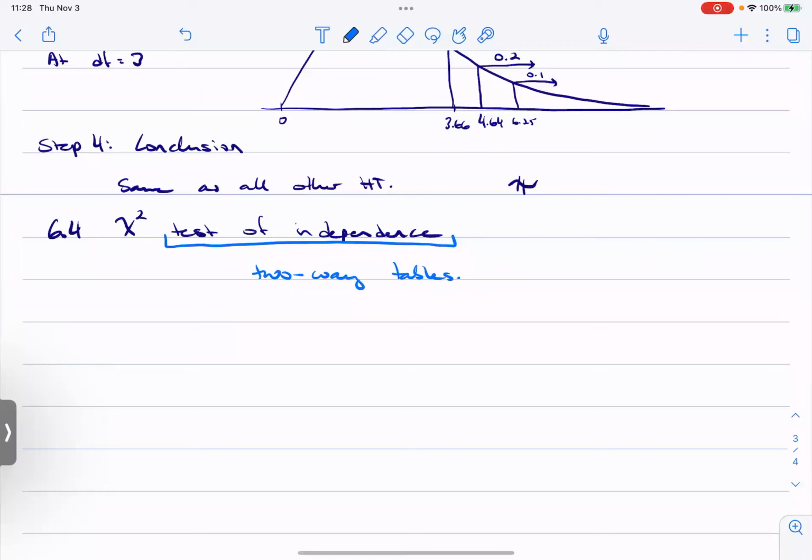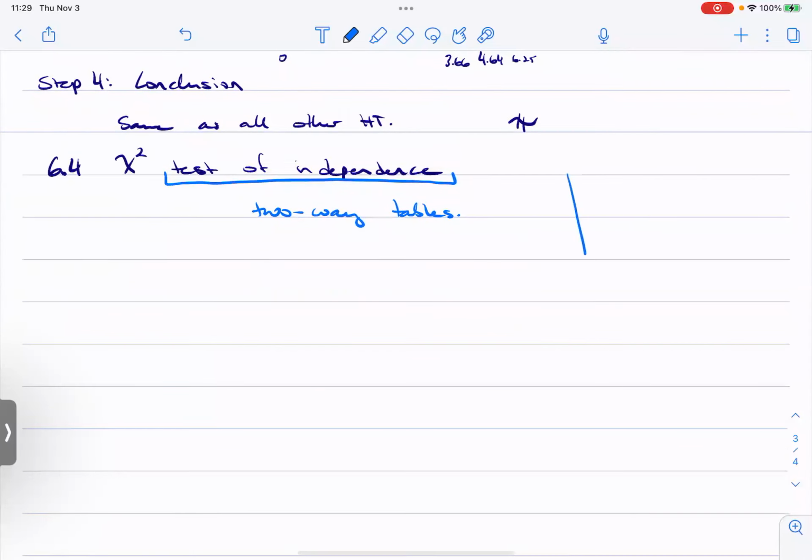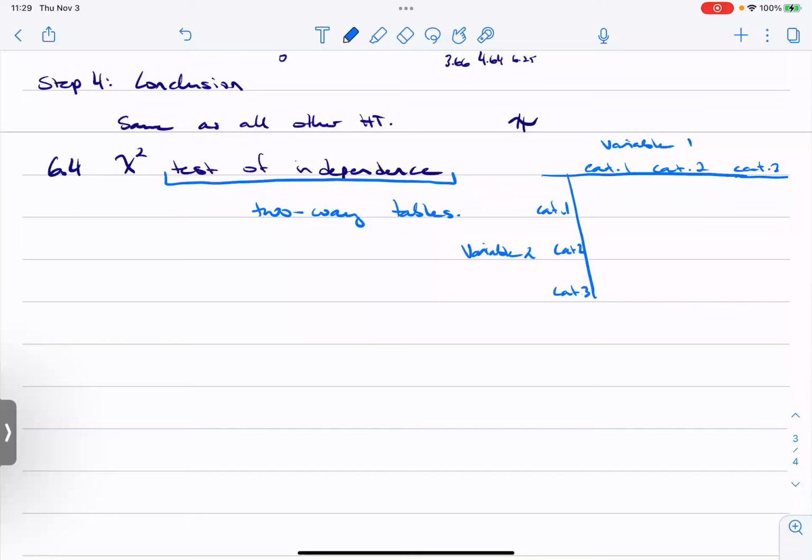So tests of independence are for two-way tables, which look like this, right? We've got some variable 1, which has category 1, category 2, category 3, let's say. And we have variable 2, which also has some category 1, category 2, category 3. They don't have to have the same number of categories. This is a 3x3 table. But in general, a two-way table is just looking at two variables and how are they related?